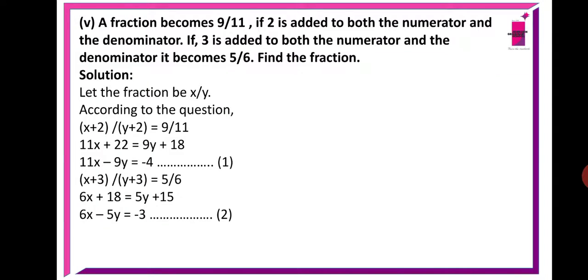So based on this question, the fraction is x by y. According to the first part of the question, if 2 is added to both the numerator and denominator, it becomes 9 by 11. So x plus 2 by y plus 2 is 9 by 11. By cross multiplying and simplifying, you will get 11x minus 9y equal to minus 4. If 3 is added to both the numerator and denominator, it becomes 5 by 6. So x plus 3 by y plus 3 equal to 5 by 6. And if you simplify, you will get 6x minus 5y equal to minus 3.